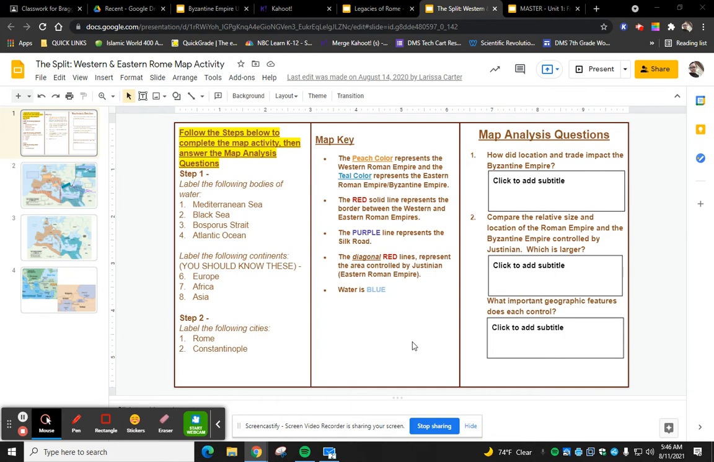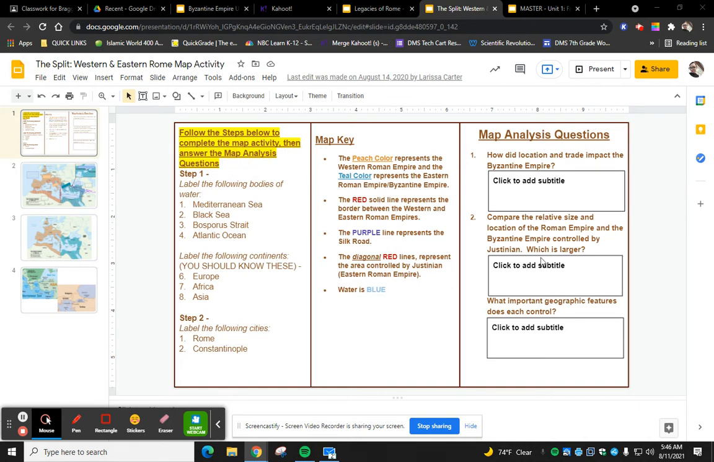So today we are working on a map activity. In our classes, sometimes we'll do maps on paper, sometimes we'll do them on Google Classroom. Today we're going to do Google Classroom for the simple fact that this map is much easier to do on computer. When we have our next map activity in a couple of weeks, that will be on paper.